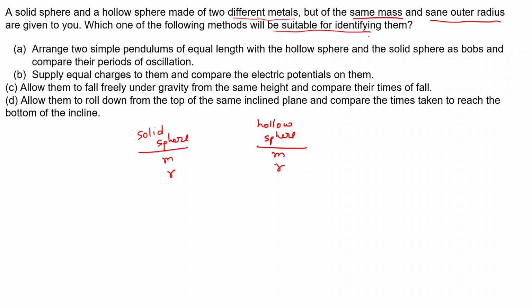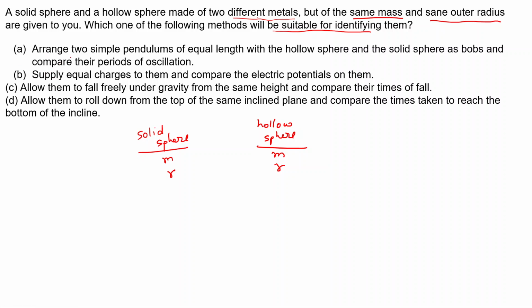We want to identify, meaning we have been given two masses and we cannot hold them or anything. We just have them in front of us, and we need to find some suitable method based on which we can tell which sphere is solid and which sphere is hollow. So we have been given A, B, C, D, these four options, and we need to tell which one is the correct way to determine which one is solid and which one is hollow.